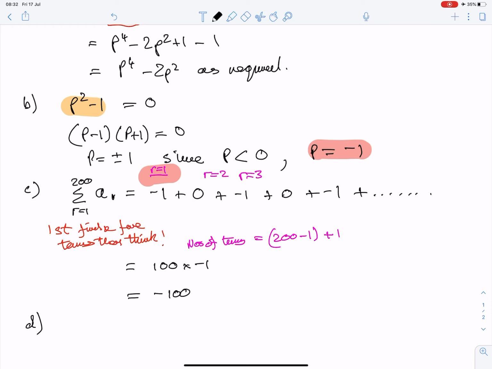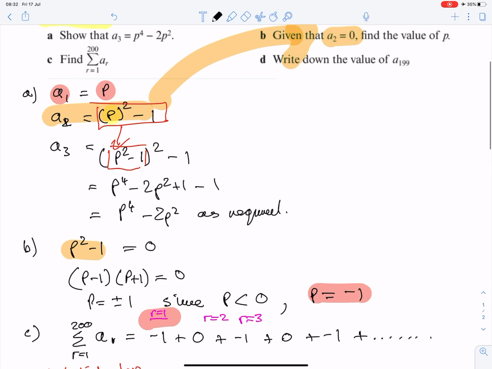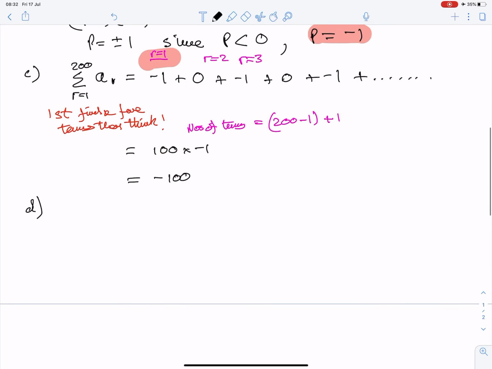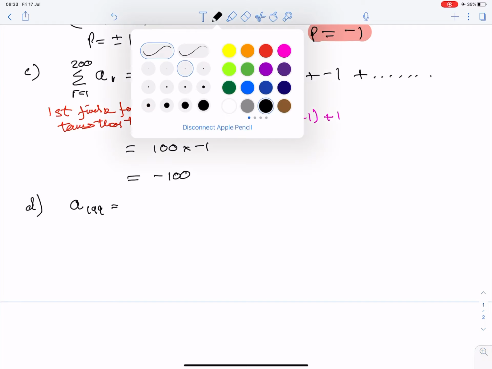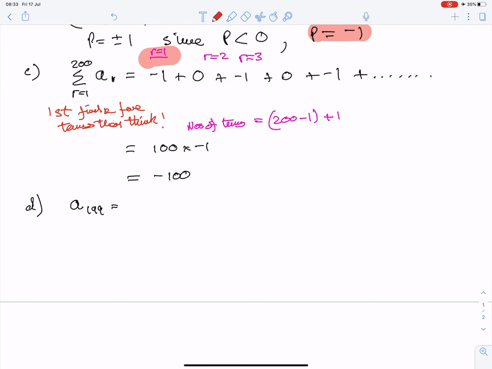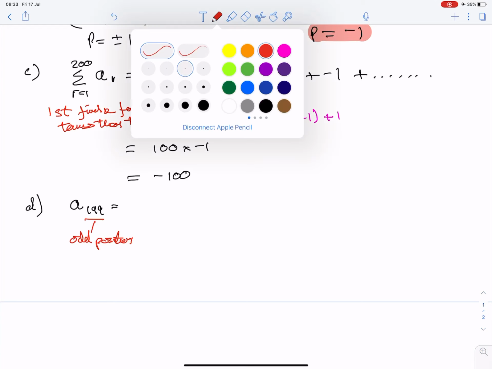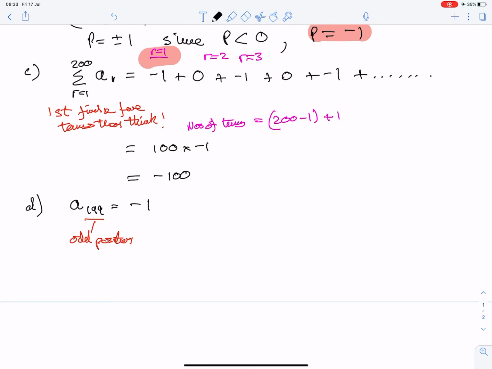Part D. Write down the value of A199. So we're on the 199th term. And the key thing to pick out here is, well, we can see that they're oscillating. So it's either going to be minus 1 or 0. And this is an odd position. Well, all the odd positions, if we look up here, first is negative 1, third is negative 1, fifth is negative 1, etc. So the 199th term is also going to equal minus 1.